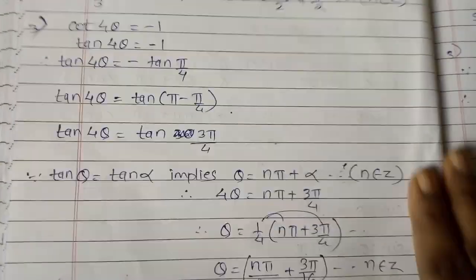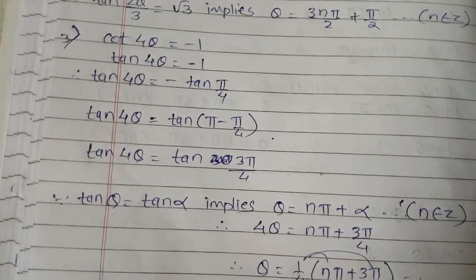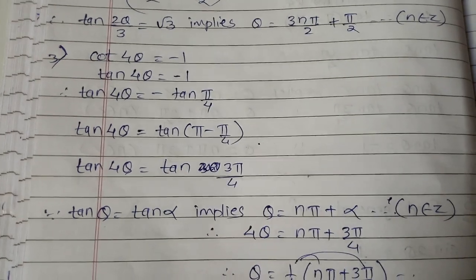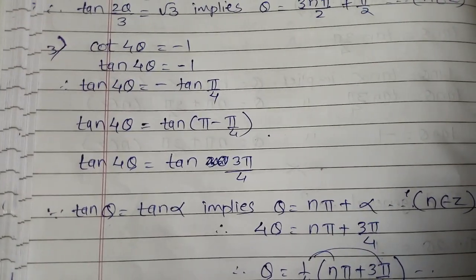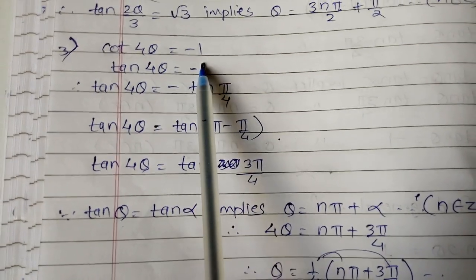Now the third one, that is cot 4 theta is equal to minus 1. So example number 3, that is cot 4 theta is equal to minus 1.